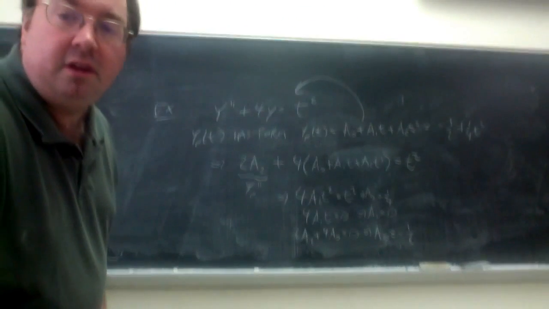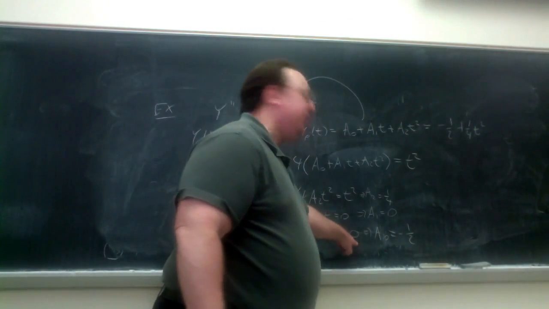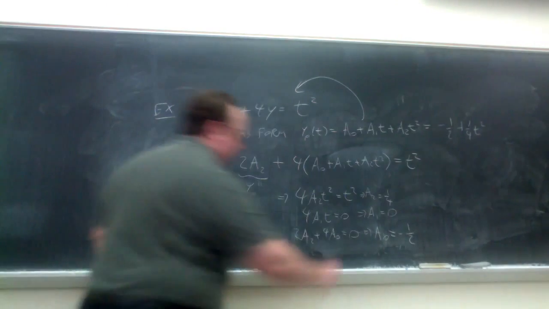Okay, that says 4a0 what? 2a2 plus 4a0 equals 0. Yeah.